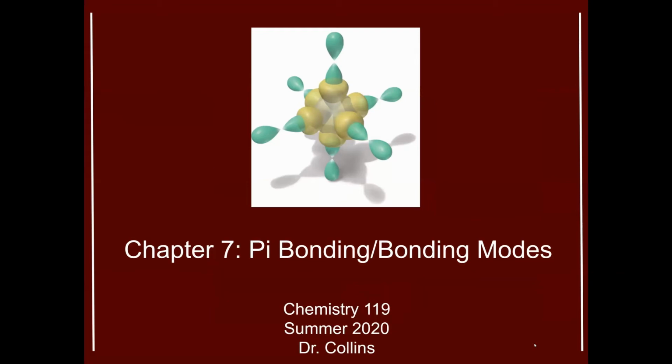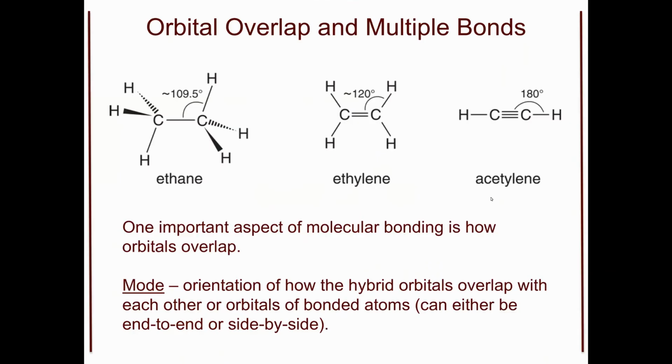Hi students, in this final video for online lecture 13, we are now going to talk about pi bonding and our various bonding modes. So now in our last video with our hybrid orbitals, you saw the importance of orbital overlap. In this case, we need to now see how they do overlap. This is called the bonding mode.